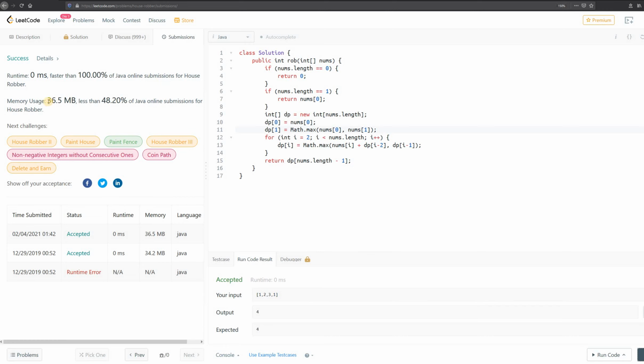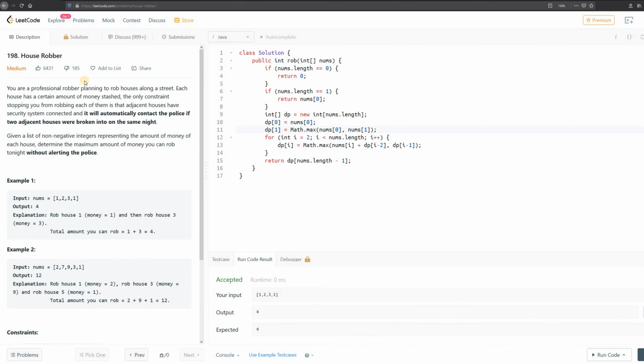And the memory usage, since we have created an additional table of the same size as the array, is a little on the higher side, though we can look for an alternate solution. Probably I'll discuss some alternate solution on how we can do it in the days to come. So yeah, this is all about the house robber problem.